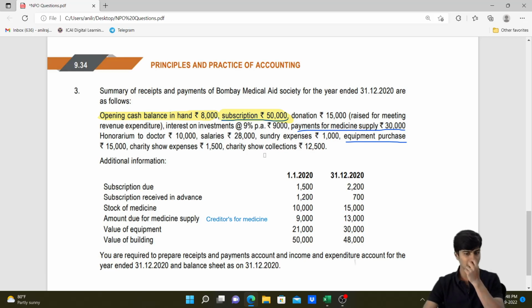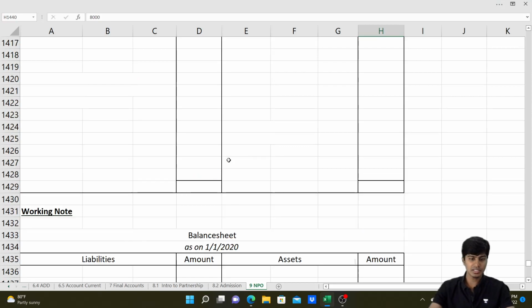Next, we have subscription money received to the extent of 50,000. This subscription money of 50,000 received is a receipt. In the receipts and payment account, I would have to write on the receipt side to subscription 50,000. Because the journal entry is cash account debit to subscription. In the place of cash, we're writing receipts and payment. So entry will be receipts and payment to subscription. So once I write in my receipts and payment as to subscription, in subscription account I should write by receipts and payment.